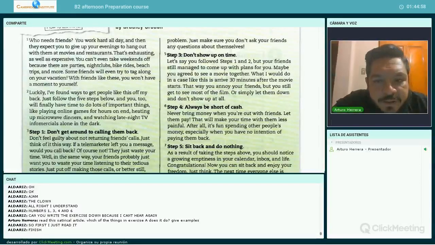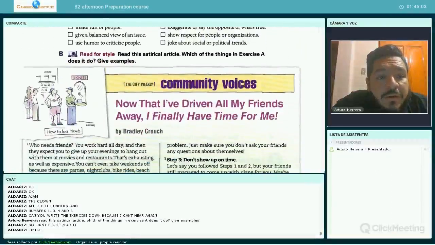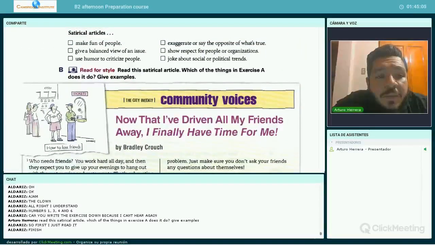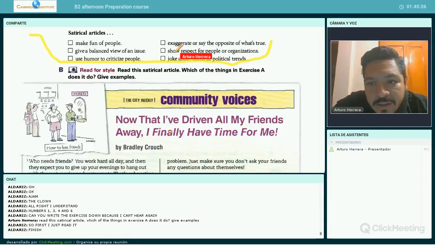Okay, very good. Now, write down which of the topics we have here. I'm going to mark the topics. Tell me which of these topics the text is covering, and write down examples of fragments of the text that can support your answer.